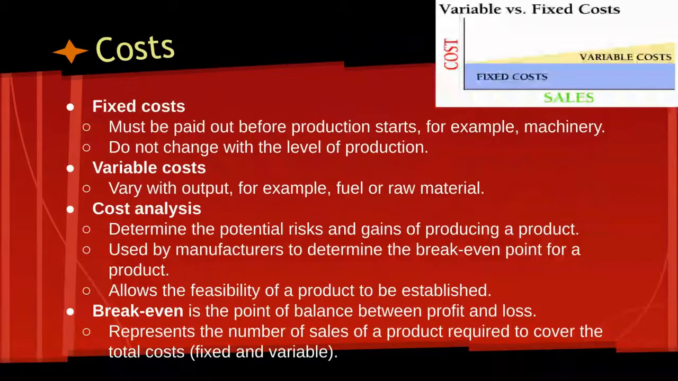Here are different types of costs that you need to understand. Fixed costs must be paid out before production even starts. For example, all the machinery that you had to buy, the buildings, all of your equipment, all of your materials. They do not change with the level of production.